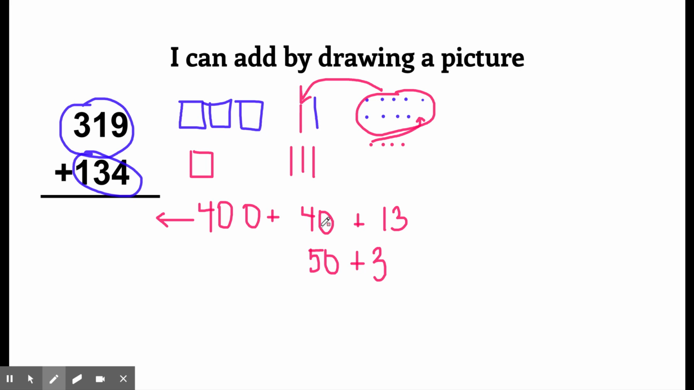I also know that 40 plus 13 is 53, or 50 plus 3, and my hundreds stayed the same. So I still have 400, and my answer in standard form is 453. It's important to line up our ones, tens, and hundreds when we're writing our answer.